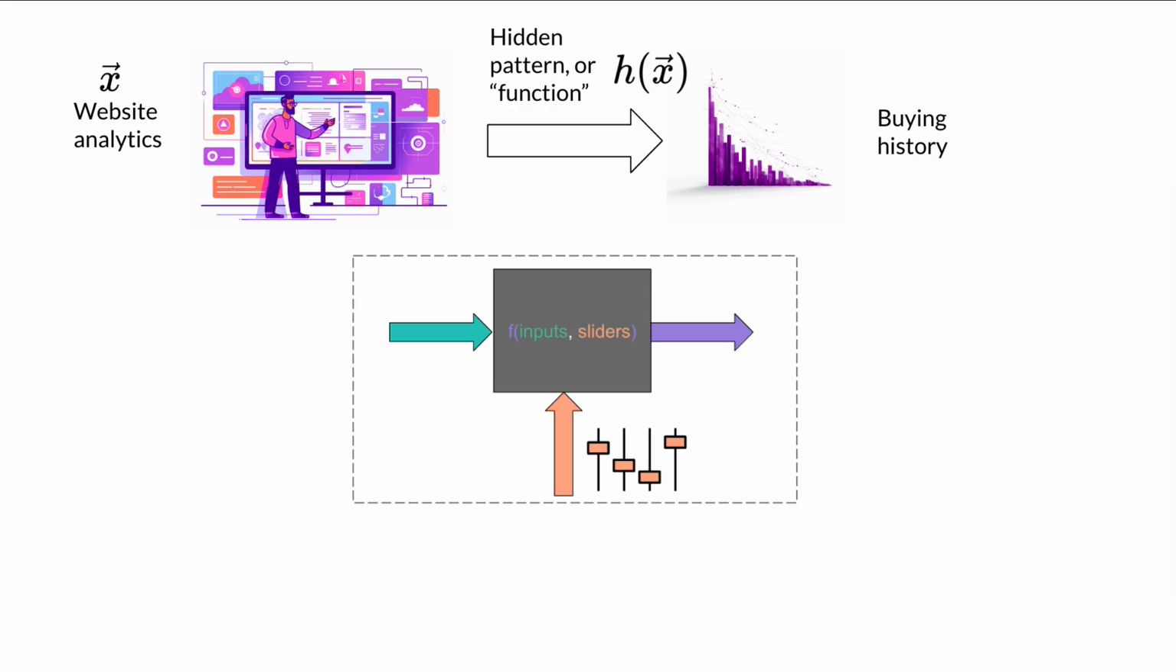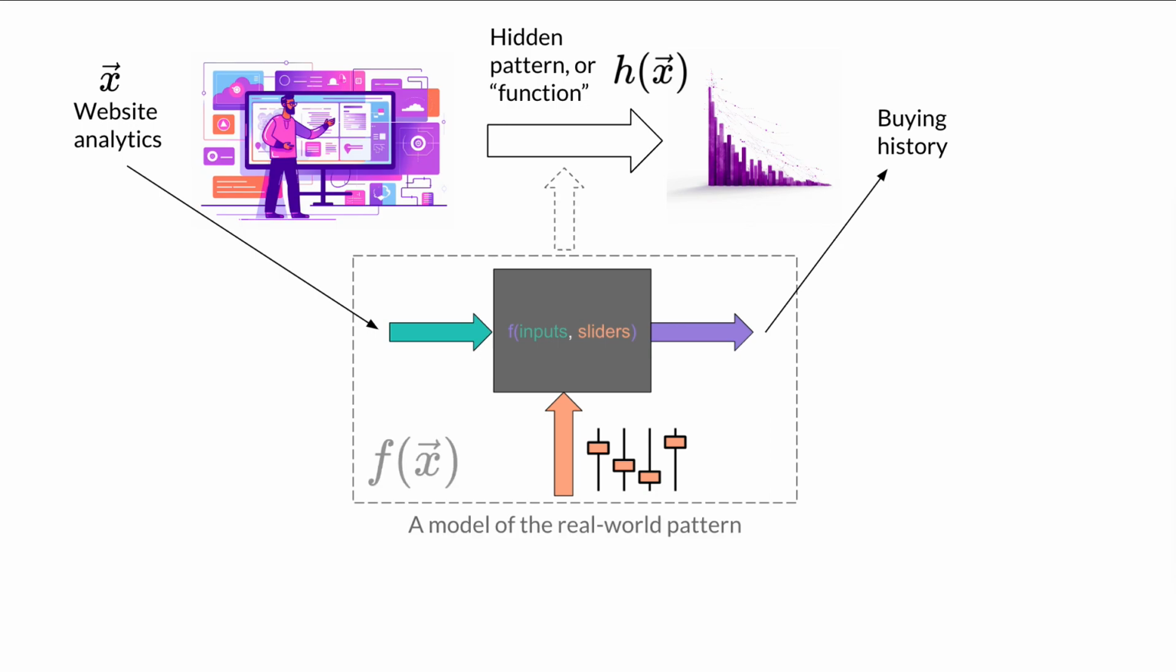And depending on the configuration of that function, the hope is that if we give it the website analytics, it can in fact predict the buying history in a way that allows us to predict the buying propensity for a new user on the website, one that we haven't seen yet. So their data is new and hasn't been seen. And this characteristic of going from the seen data to unseen data and the function still working is called generalization.